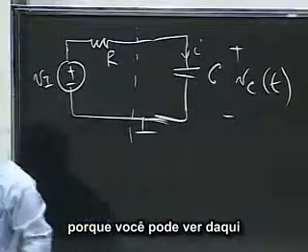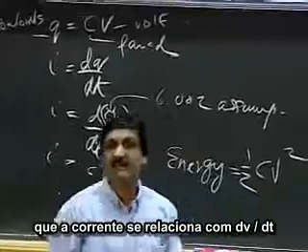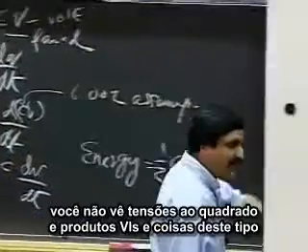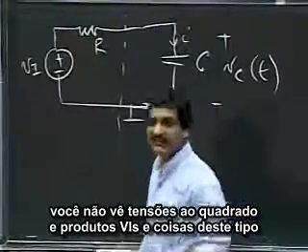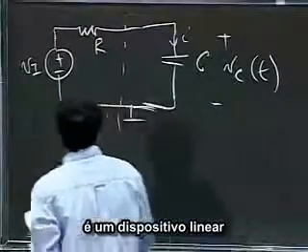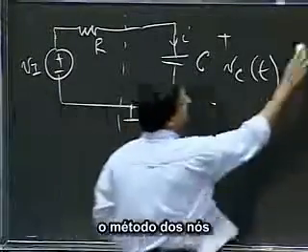Okay, because you can see from here that the current relates to dV by dt. Okay, that's a linear operation. Okay, you don't see V squareds and VIs and things like that in there. So it's a linear device. Okay, so let's take a look. So let's go back to our trusty old method, the node method.